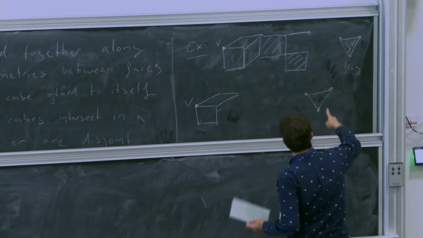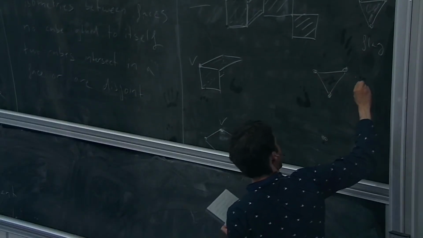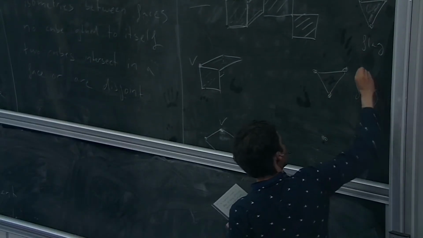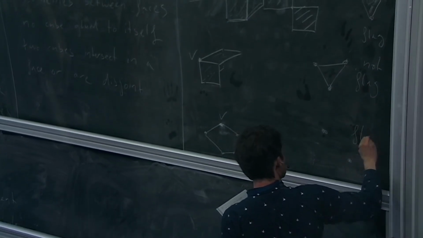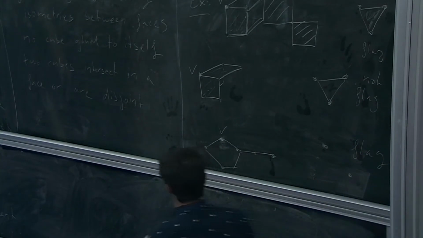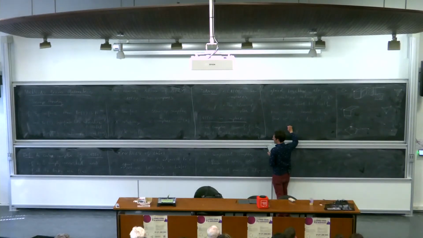This one is not flag, right? Because they are pairwise connected, but they don't span a 2-simplex. So not flag. And here, of course, this is again flag, because there are no pairwise connected vertices.